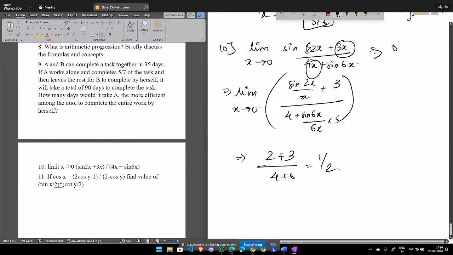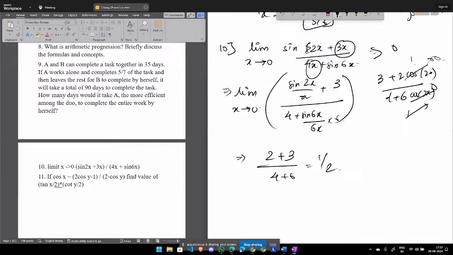That does not make sense at all. You have to keep this in mind whatever you are doing. So when you simplify it, your value comes down to 3 cos 2x upon 4 plus 6 cos 2x. Now when x tends to 0, cos 0 becomes 1, and sin 0 becomes 0. So you get the value, then simplify and solve: 3 plus 2, which is 5, upon 10, so 1 upon 2.